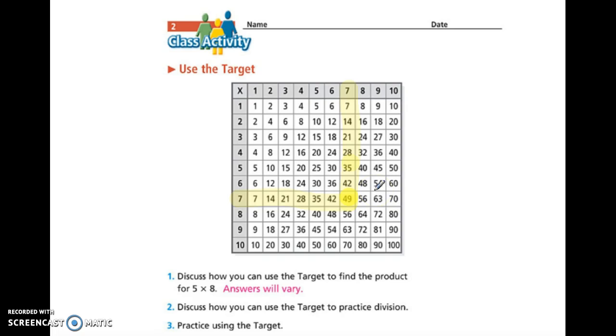The other way to think about it is how can you use it to practice division? Well, let's look at this problem. If I have 49 and I want to divide it by 7, I look there and then I say, oh, the answer is 7. Or if I have 20 and I want to divide it by 5, then my answer is 4. So you can use it both ways. You can use it to both multiply and to divide.